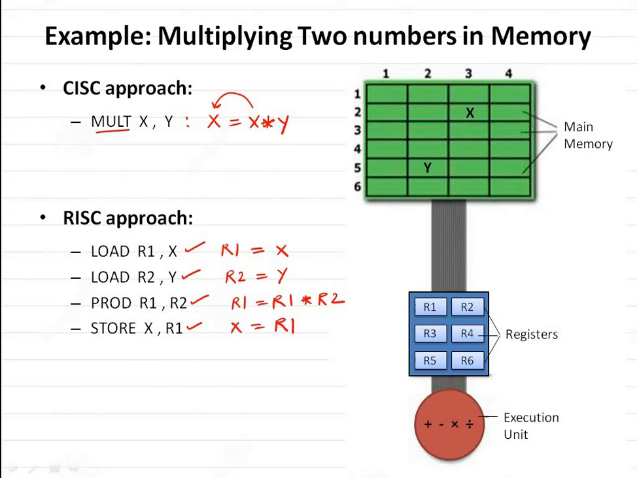So you can see that in the RISC-based approach, since it has very simple instructions like load, store, product and so on, we need to individually load each of the operands into the registers first. After that we perform the multiplication within the registers, and finally the result is stored back into the memory. So in this manner RISC contains more steps in order to perform the same operation of multiplication. Okay, so this is about the lecture. I hope the difference is clear.